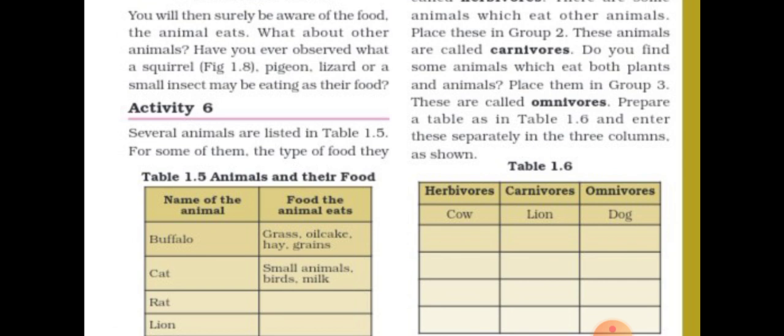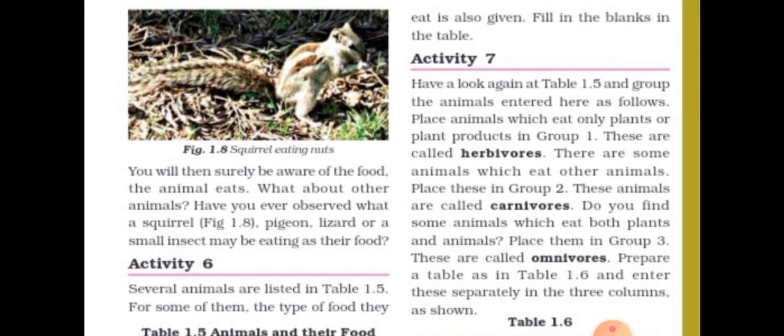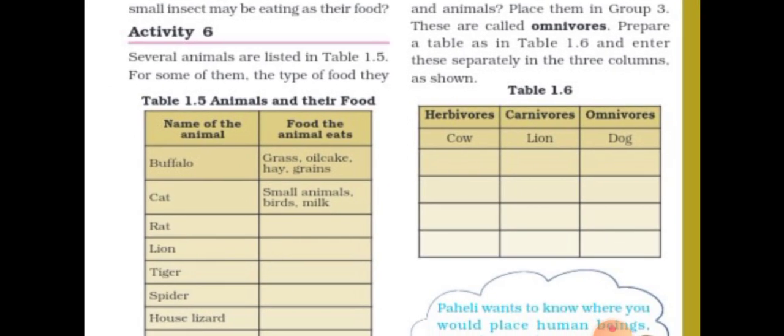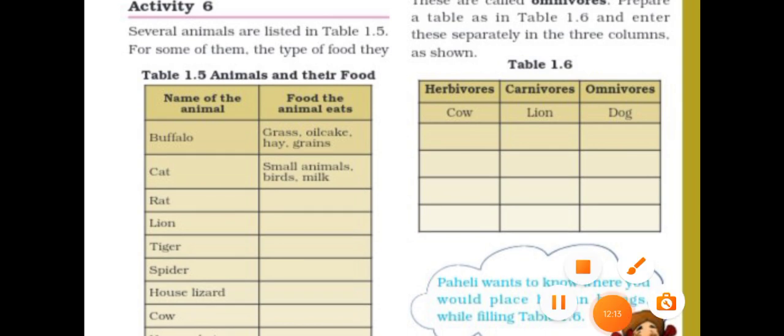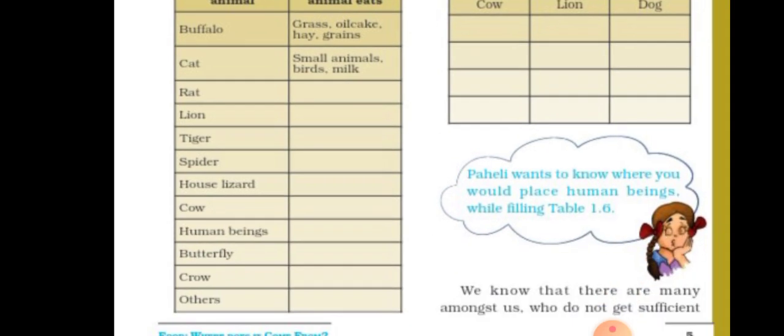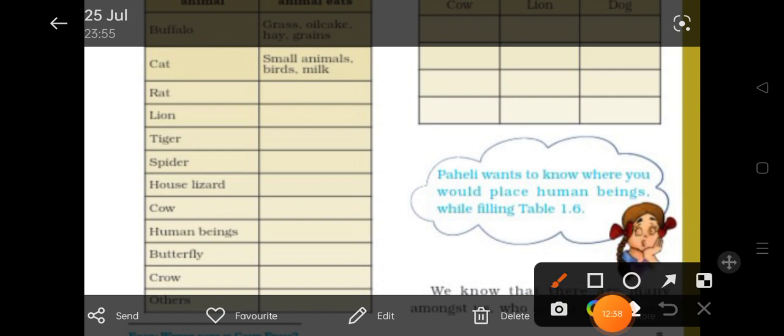Think about it. Okay, now activity 6. Several animals are listed in table 1.5. For some of them, the type of food they eat is also given. Fill in the blanks in the table. So see, now here some examples of animals are given, and see what they are eating. First one, buffalo. Buffalo eats grass, oil cakes, hay and grains. Cat. Cat eats small animals, birds, milk. Rat, lion, tiger, spider, house lizard, cow. Okay, now see next. Human beings, butterfly, crow, and if you want to write some more, you can write.